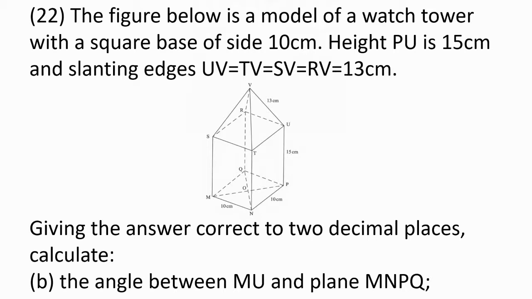Part B, calculate the angle between MU and plane MNPQ. So we are supposed to find the angle between MU and plane MNPQ, and from the model we can tell that we have been asked to find angle UMP. Angle UMP is an angle of triangle UMP, which is a right angle triangle at point P. Therefore, we can use basic trigonometric functions to find angle UMP.